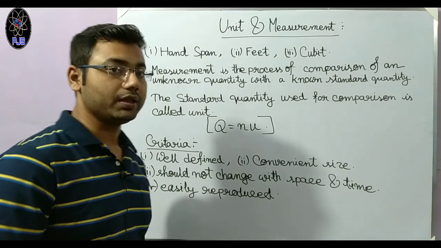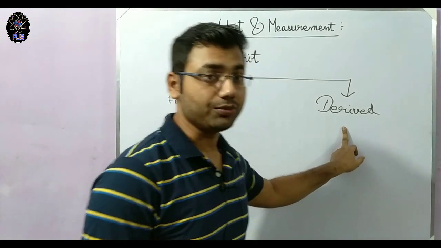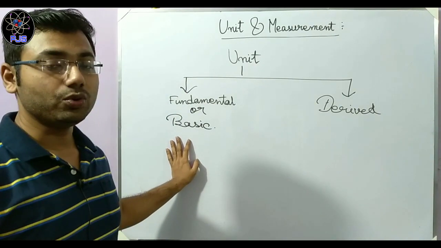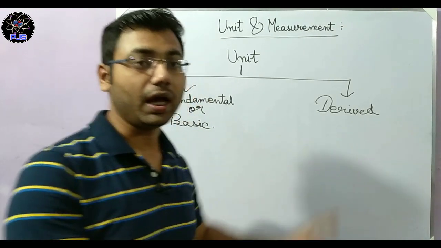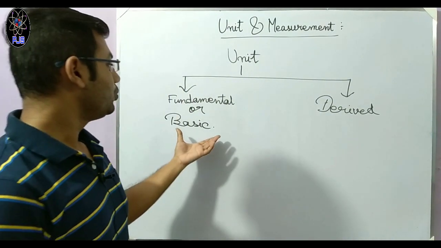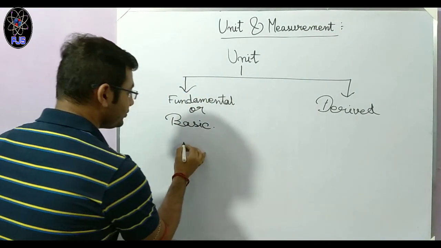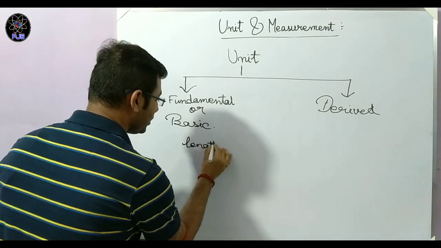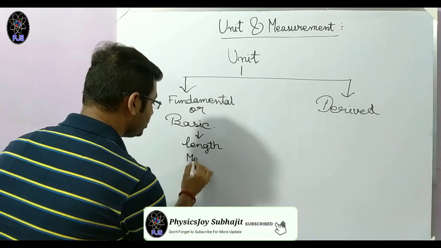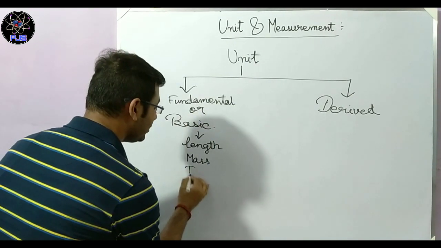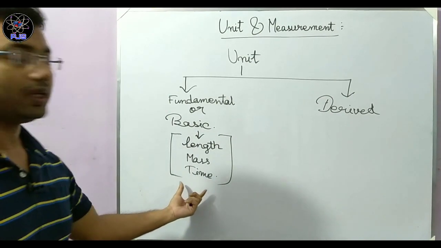Okay, so the next thing is that units are of two types. One is fundamental or basic unit and the other is derived unit. We all know that fundamental units are those which are independent and derived units are those which depend on other units. Now which units are fundamental and which are derived? Length is known as a basic unit. Mass is also a basic unit and time is also a basic unit. These three are basic units.